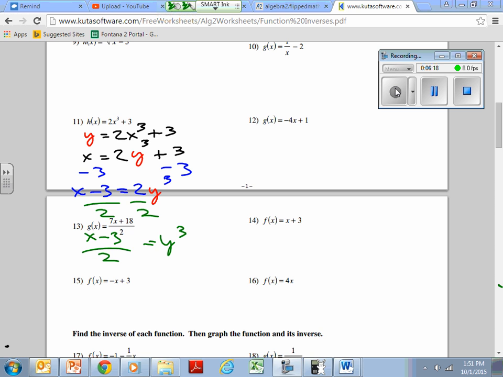Last step, take the cube root to get rid of that little 3. Put a radical and a 3 on the outside, a radical and a 3 on the outside over here. You're all done.